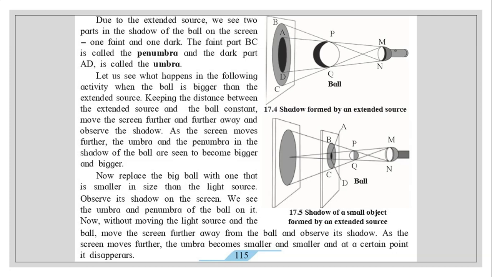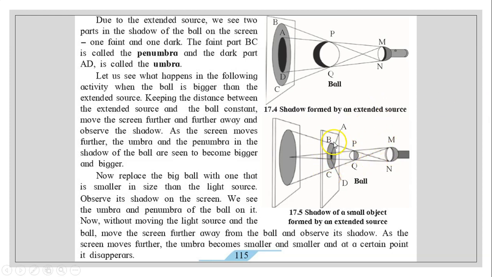Now this time we replace the big ball by a smaller ball. And the smaller ball has to be smaller than the extended source. That means the ball has to be smaller than the torch. Observe its shadow.